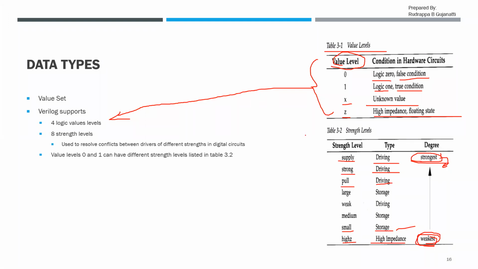So these are the 8 different levels of strength which are present: supply, strong, pull, large, weak, medium, small, and high Z. These are the different strength levels which are present.